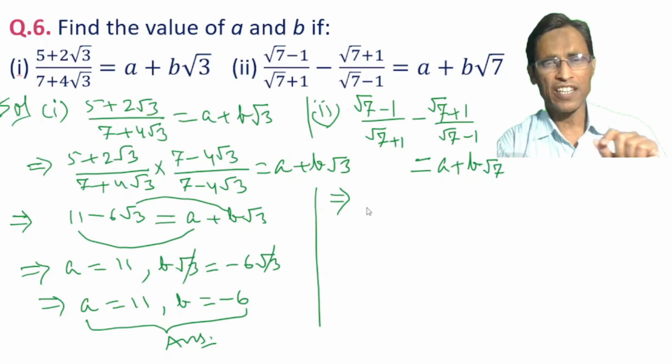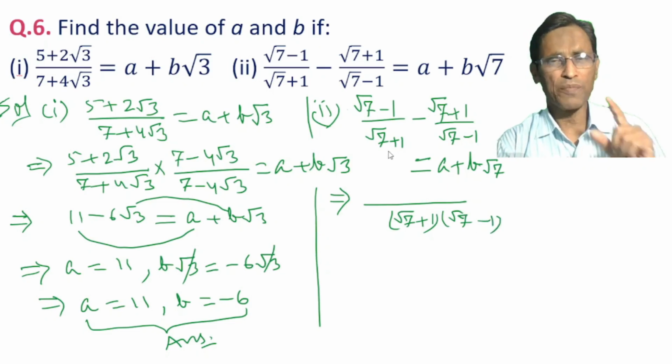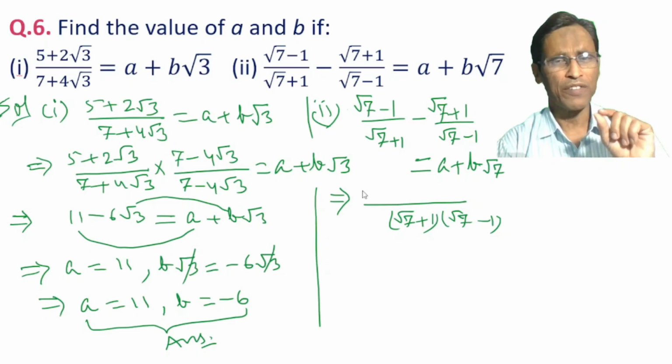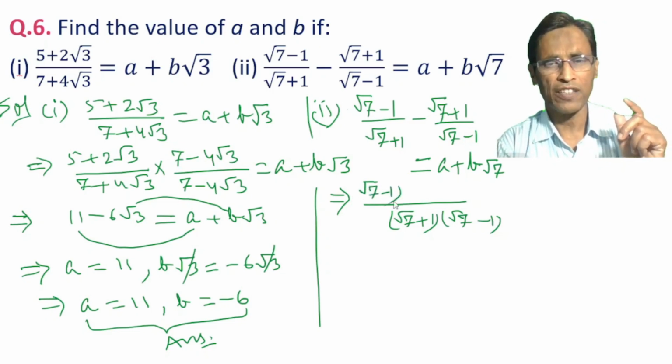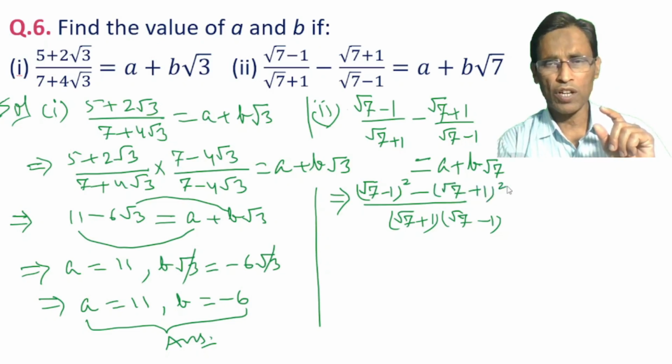Therefore, by taking their LCM, we get under root 7 plus 1 into under root 7 minus 1. In simplification, we divide this LCM by root 7 plus 1, in which the factor root 7 plus 1 cancels and the other factor root 7 minus 1 remains as quotient. So we multiply this numerator by root 7 minus 1, and then we will get under root 7 minus 1 to the whole square, minus, and in the same way we find under root 7 plus 1 to the whole square from the second fraction, and then it will be equal to a plus b root 7.